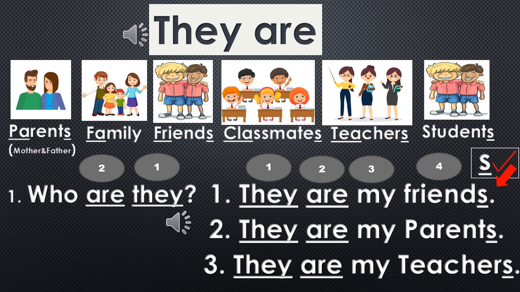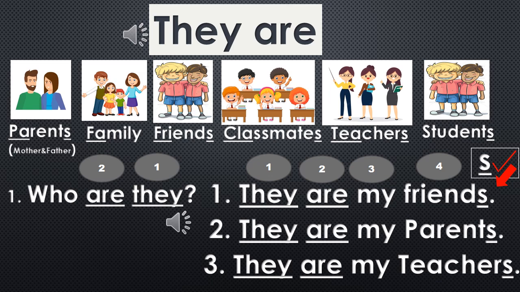Now let's use they are. It spells T-H-E-Y, they. A-R-E, they are. They are used to introduce two or more persons involved. For example, parents. Parents involve mother and father. Family involves mother, father, brothers, and sisters. Friends also involve two or more persons.